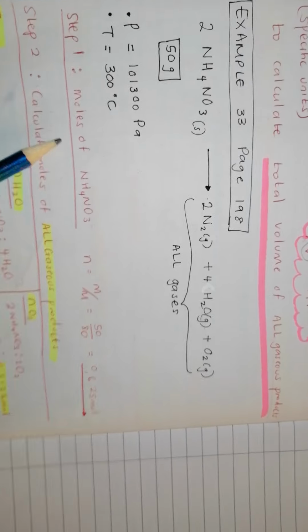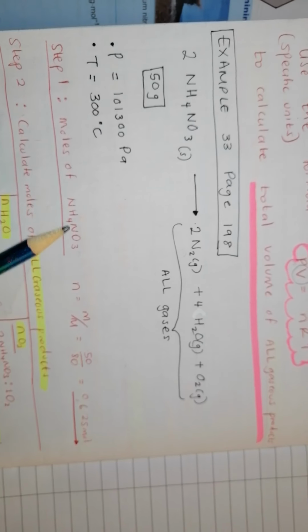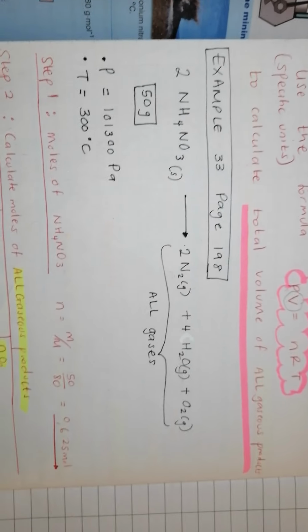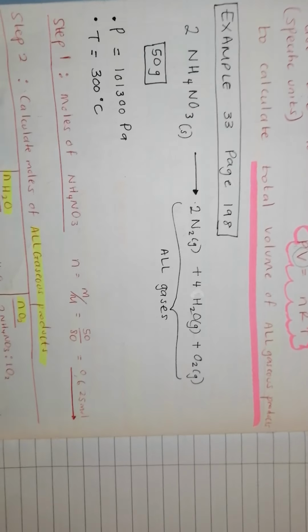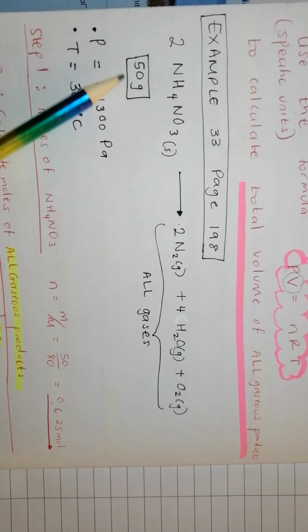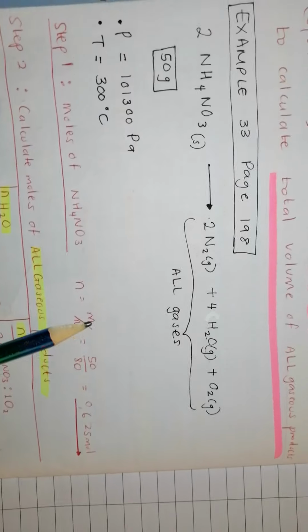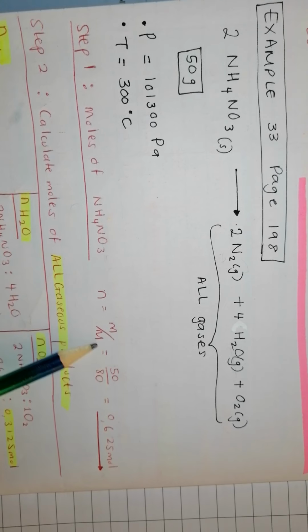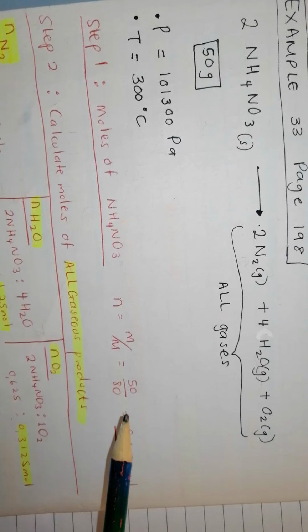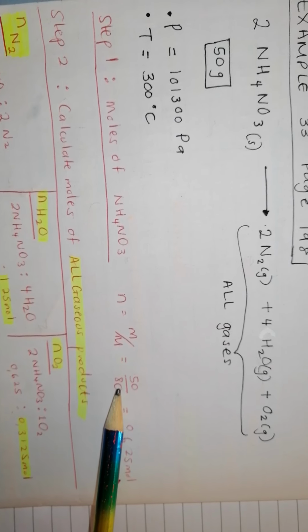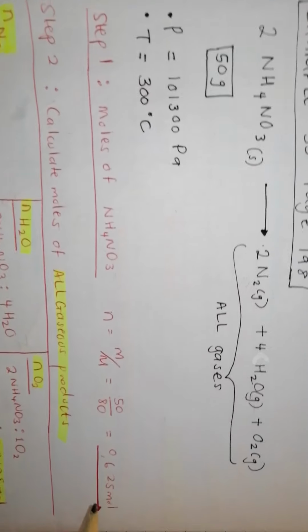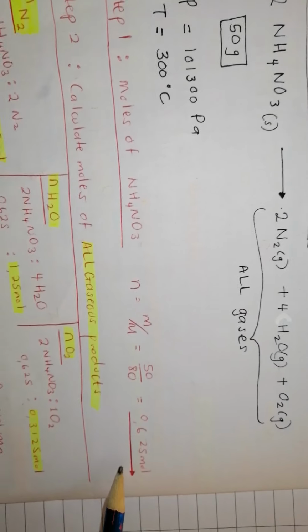Right, now the first step is always to calculate moles of the reactant, which in this case is ammonium nitrate. So this is just using normal stoichiometry, which we have always been using. So we're going to work out moles of the reactant, and they gave us mass here. So we're going to use the formula n equals small m over big M, and the mass they gave us is 50 grams, so there I put 50 divided by the molar mass, which of ammonium nitrate is 80 grams per mole, and that will give you 0.625 moles.